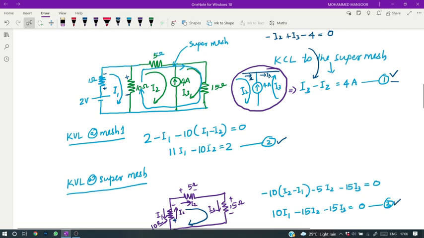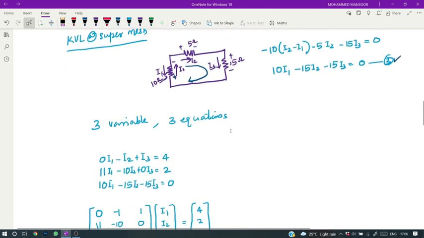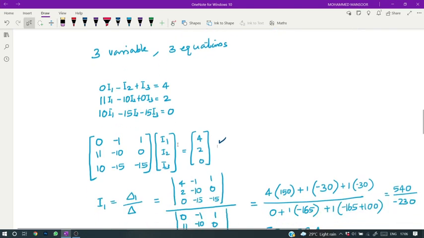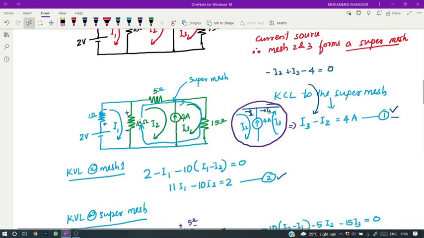So how many variables are there? 3 variables are there. We got 3 equations. We can easily solve 3 unknowns by means of 3 equations. This is equation number 1, 2 and 3. We can write these equations in matrix form like this. Here we need to find I1, I2, I3 in order to find the current flowing through the 10 ohm resistor.